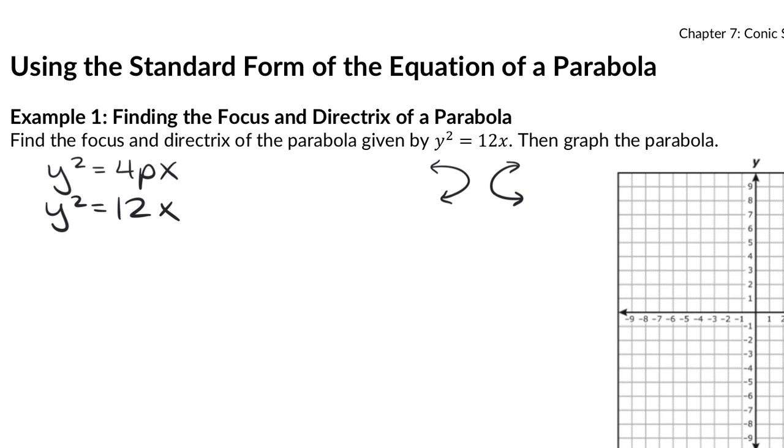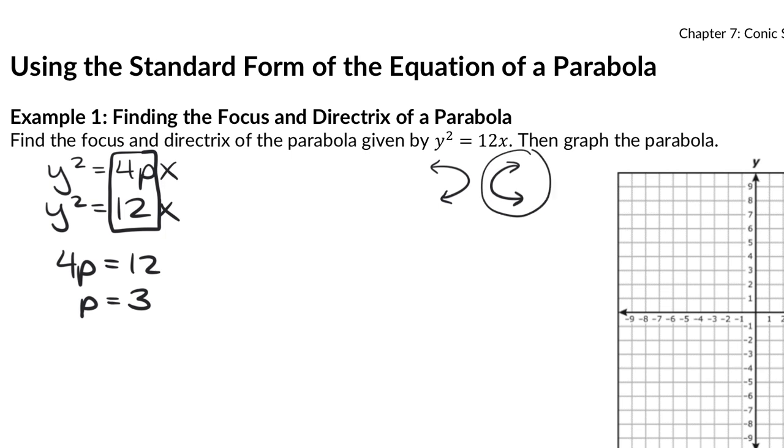Do you notice something about this? The y squareds and the x's are in the same spot. But do you see how this 4p is now 12? So if 4p is equal to 12, what is p? 3. 3 is a positive number, so our parabola is actually going to open to the right because our p is positive. We're not going to have an opening left parabola.